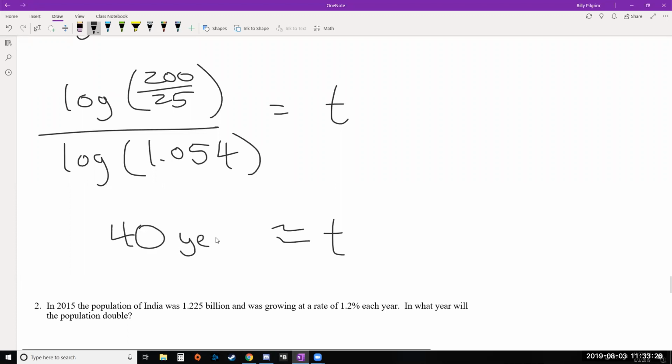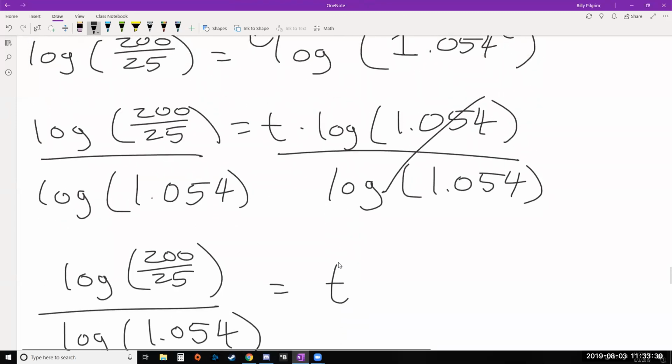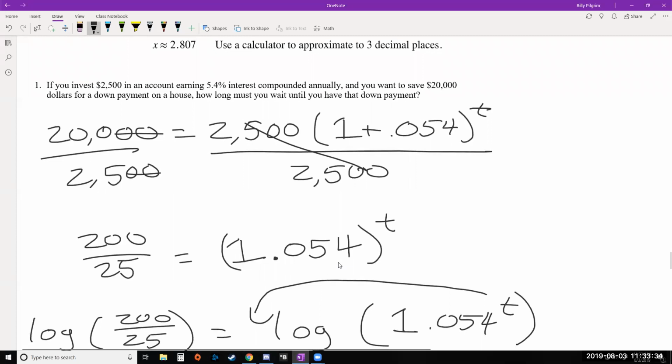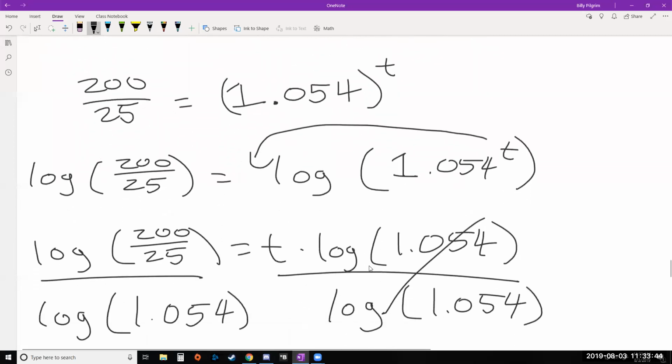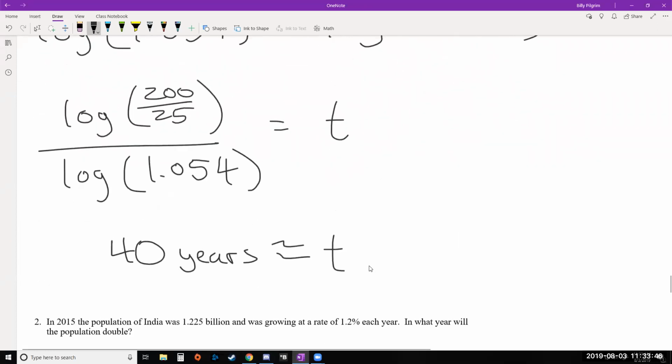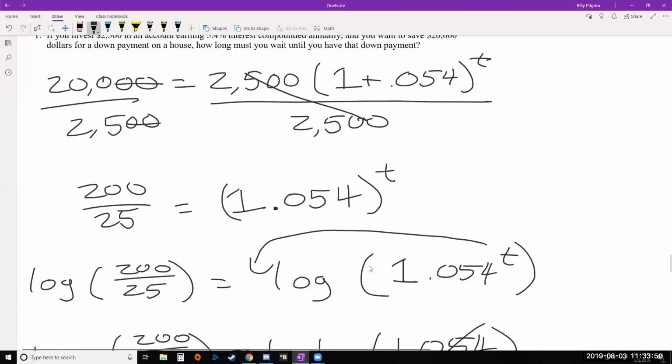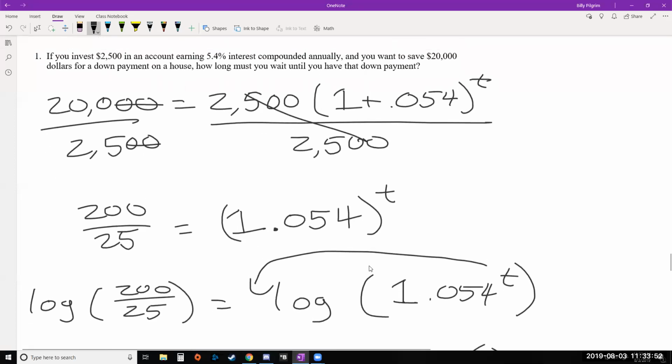40 years? What was, I forgot the context of our problem again. What was it? Yes, years. So we invest $2,500. We have an interest rate. We want to save $20,000 for a down payment. How long must you wait to have that down payment? Well, it's going to be about 40 years. Probably not a good deal in this case, right? You probably want to maybe invest more in the beginning or find an account that has a higher interest rate.